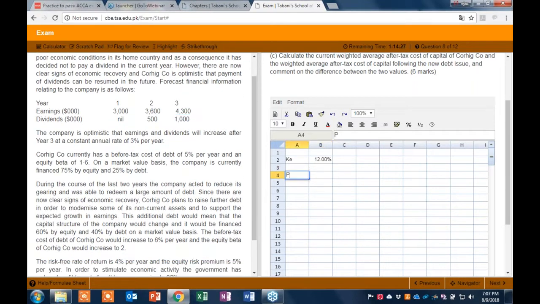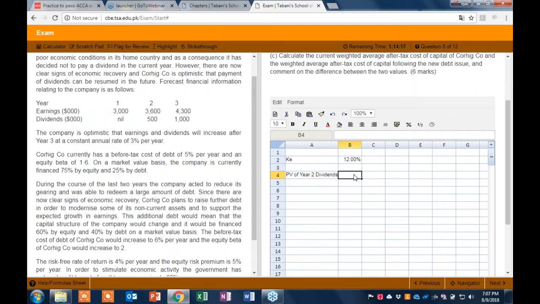So present value of year 2 dividends. Present value of year 2 dividends will be equal to 500 into discount factor, and we may either pick the discount factor from the table or we may apply the formula. So let's apply the formula. 1 plus 12% raised to the power minus 2, because this dividend will be paid in year 2.